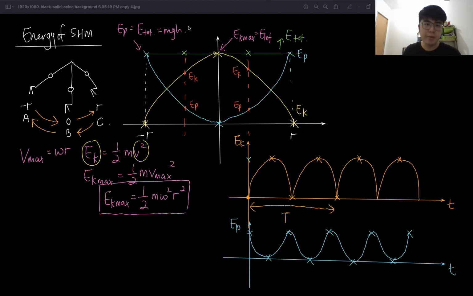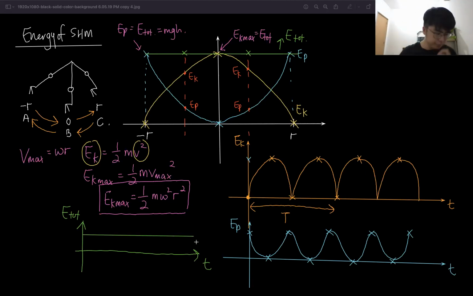As long as they add up to the same total energy, the total energy would be a straight line. So if I have a graph of total energy against time, it is a straight line graph, constant.